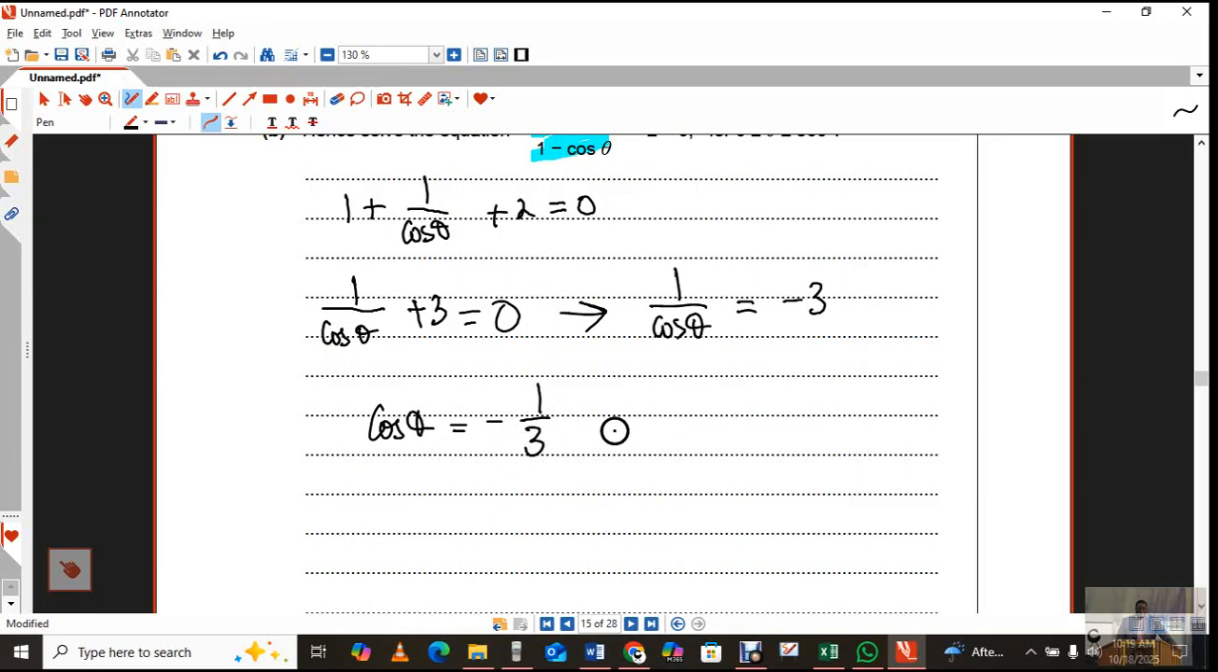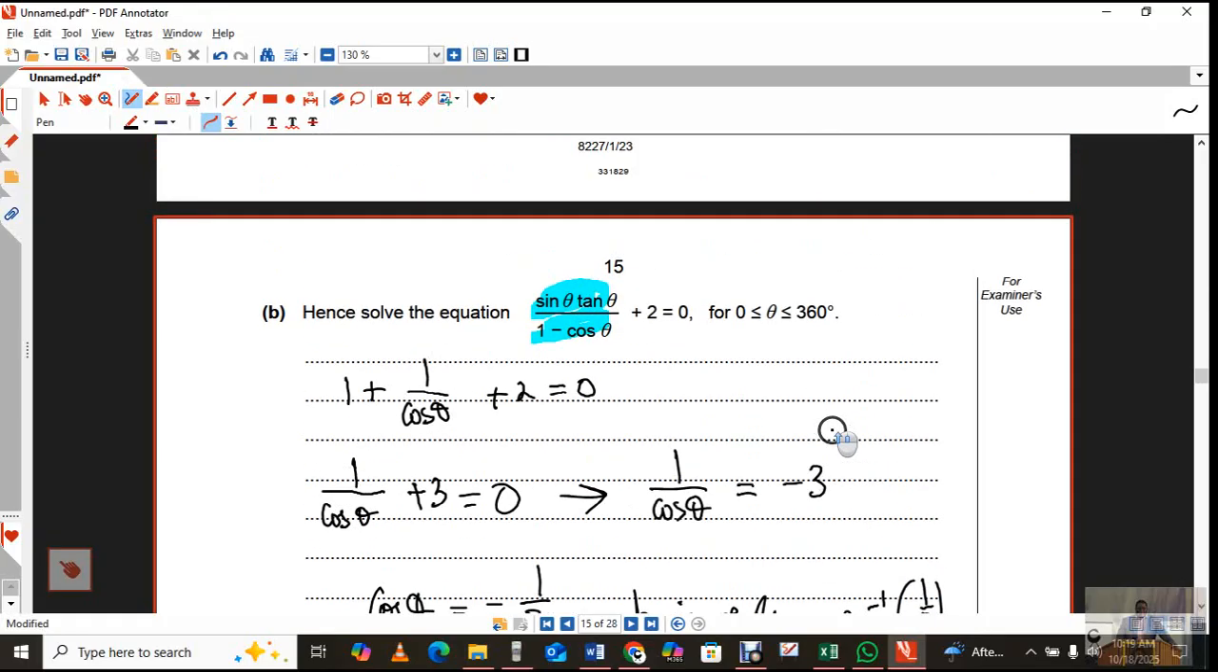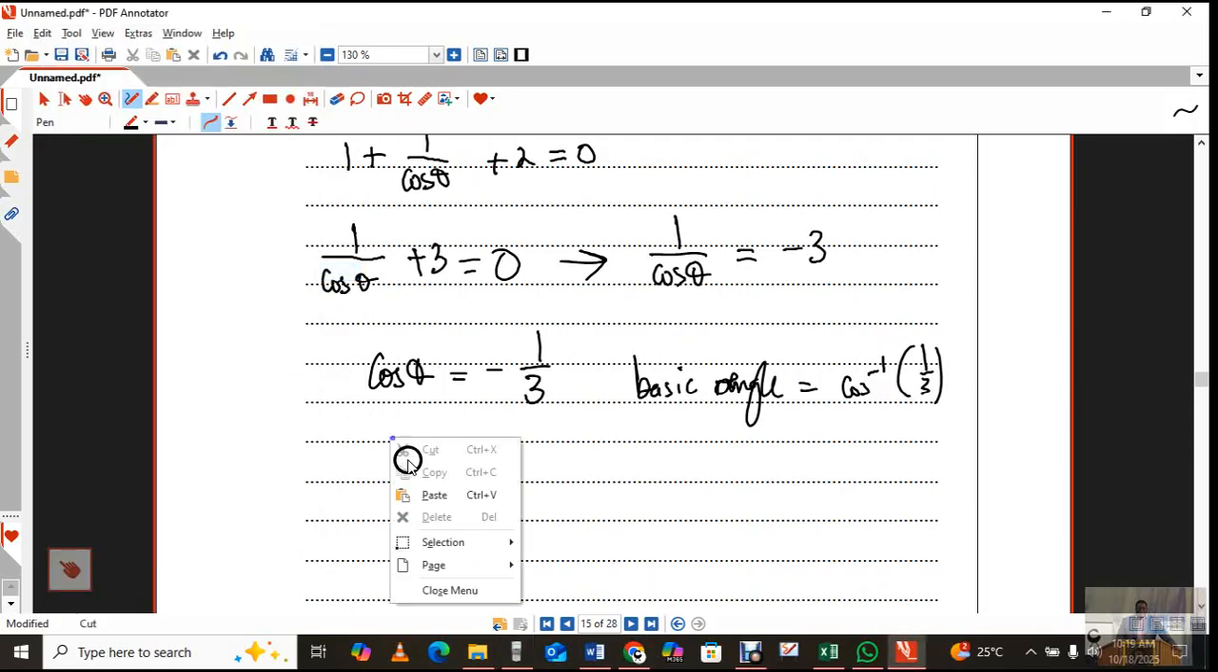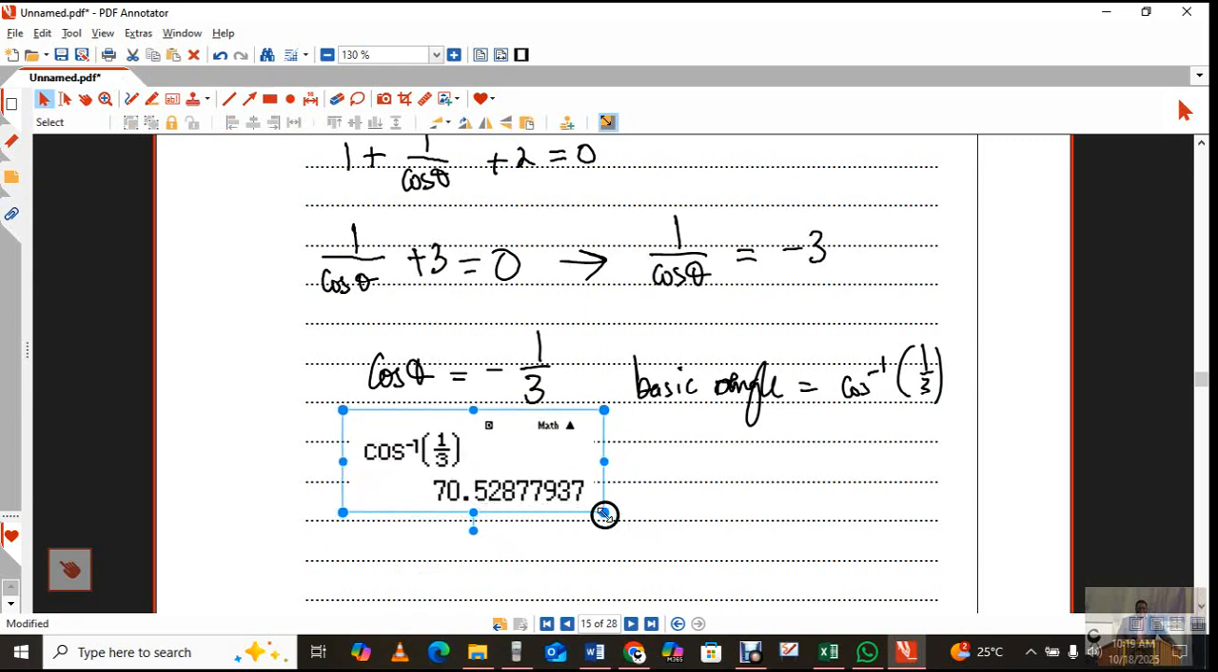Okay, then we can find the basic angle, or the reference angle, which is the inverse cosine, leaving that as a positive value. Since the domain is given in degrees, you must make sure that your calculator is in degrees mode. So just change that, if it's not, to degrees. We calculate the inverse cosine of 1 upon 3, and this is my reference angle, which is 70.5.